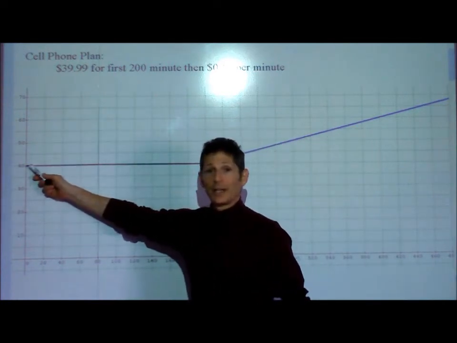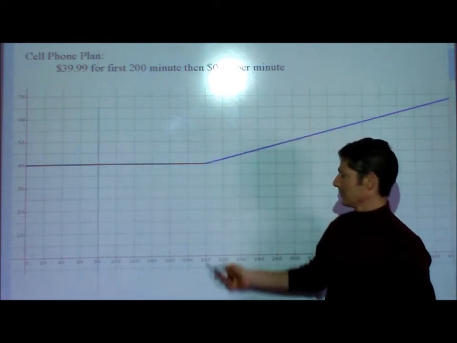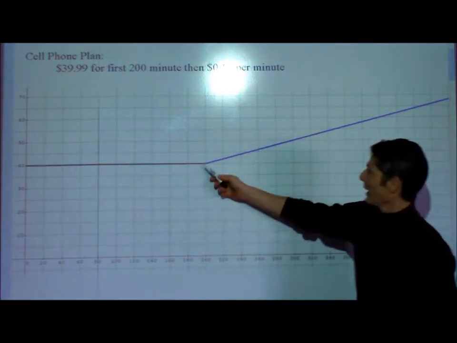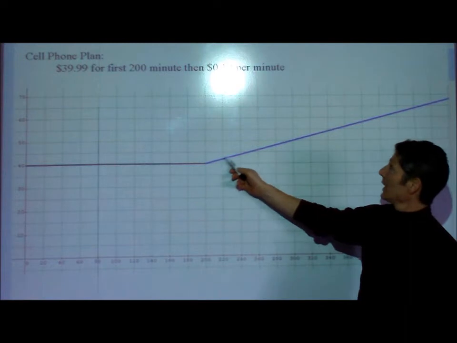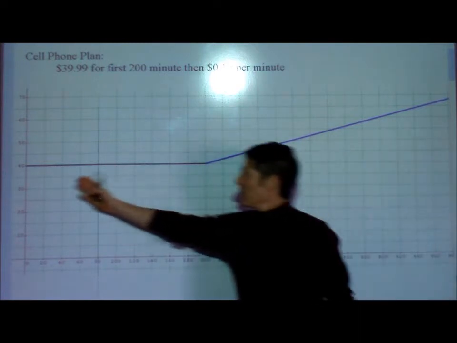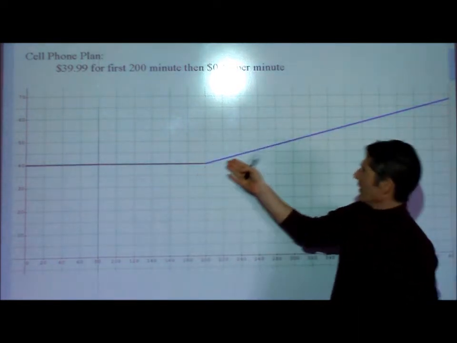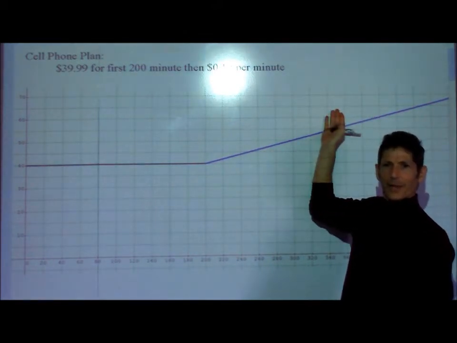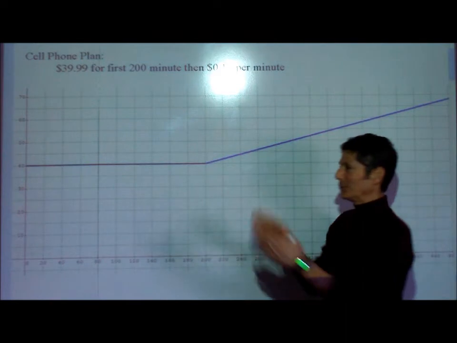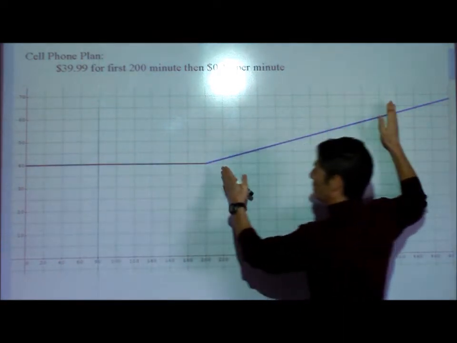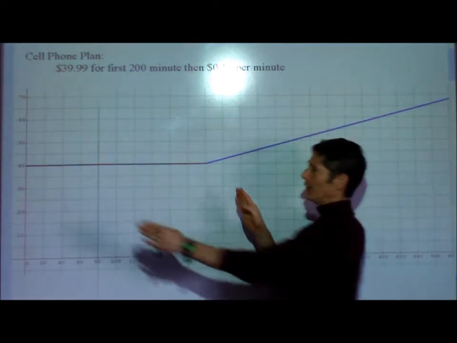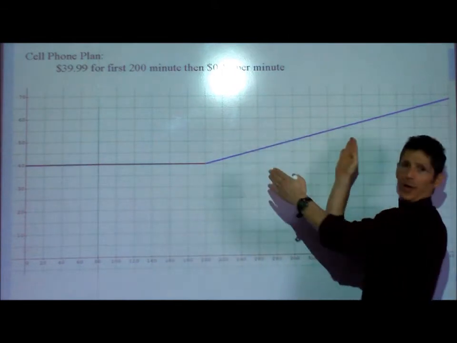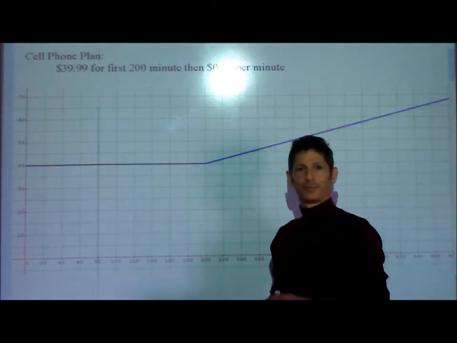I have $39.99 for the first 200 minutes. Can you see that? I do. And then after that, it is 10 cents a minute. So I have really this one function, and then this is like a whole other function here. So it's like two pieces of a function. You can't really easily describe it with one function, but with two linear functions, you can see that this is nicely described. And I think I have another example.